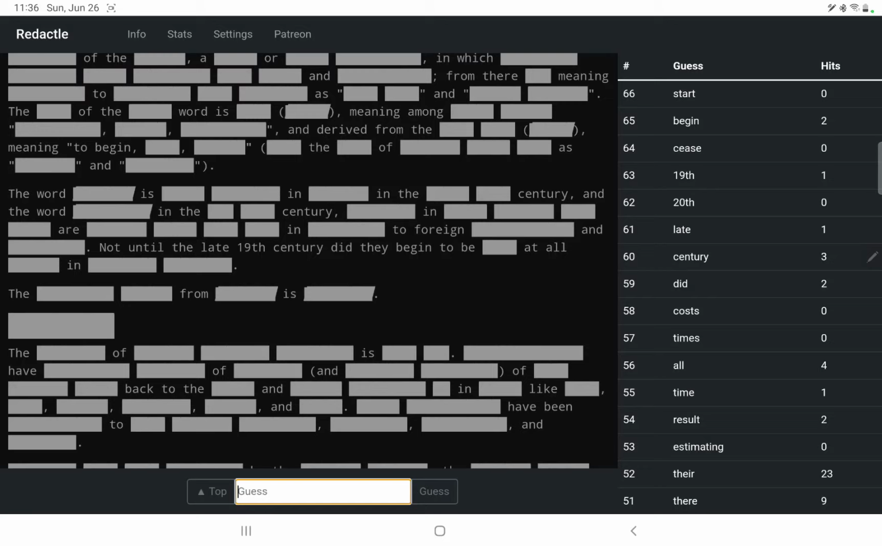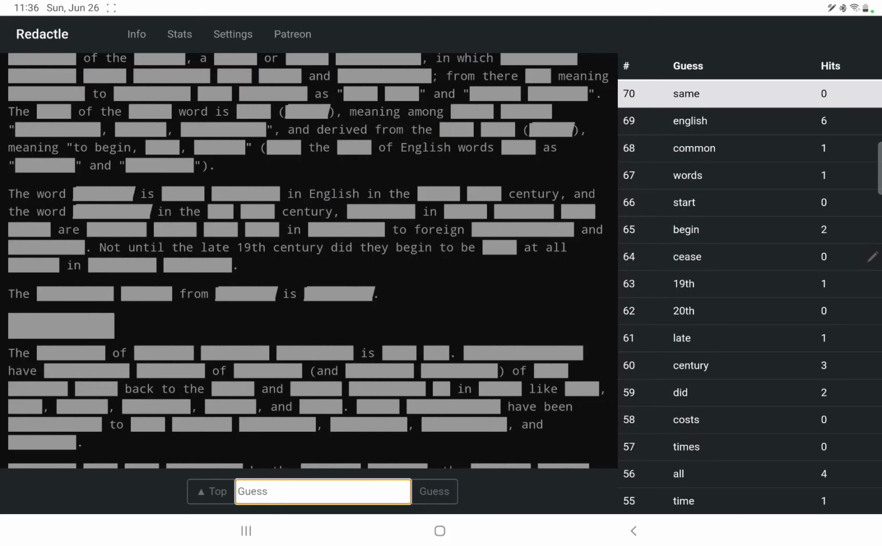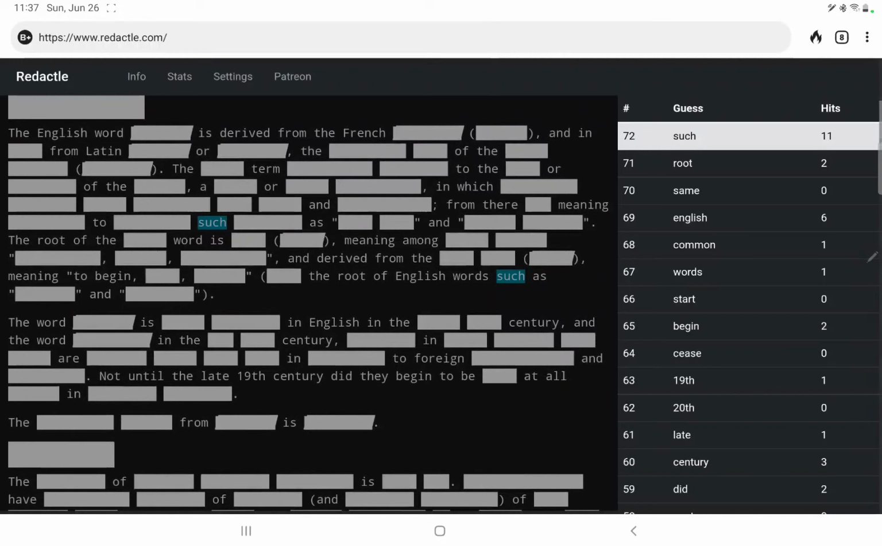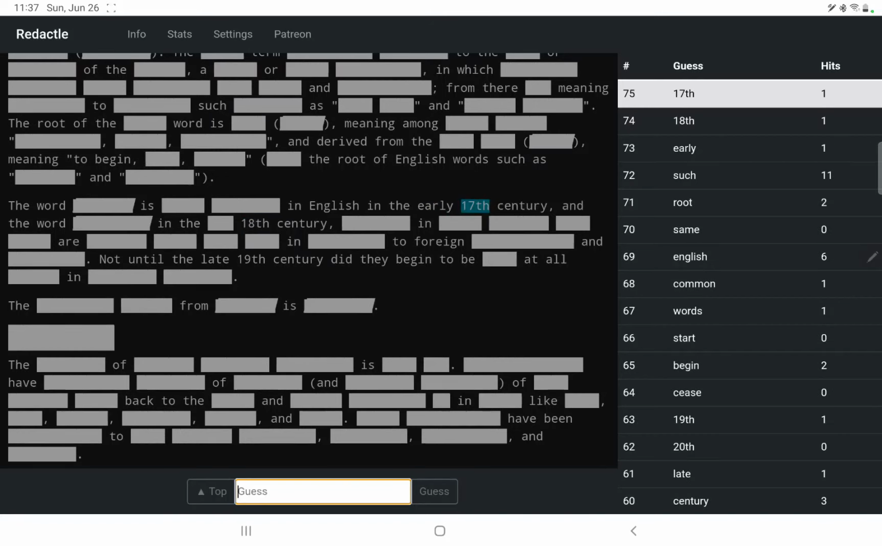From, no, something, the something of. Words, common words, English words, okay. The same, something, the root, English words, such as. So I think this might be important. I see some other times here in English in the something something century. Is that going to be the early 18th? No, 17th. Well, we do have the 18th there, yep.